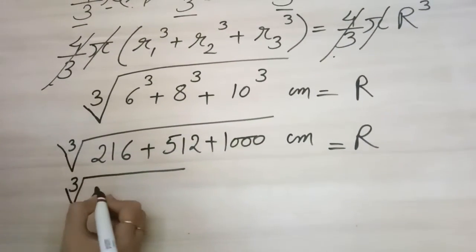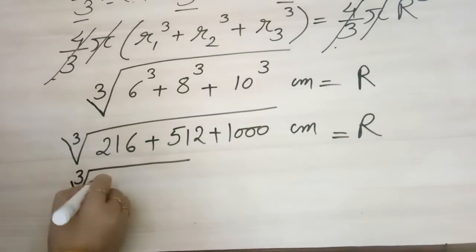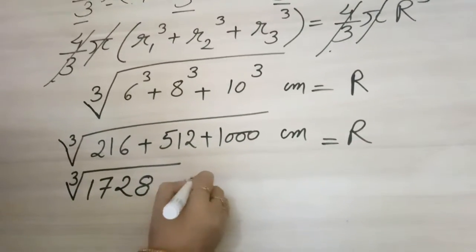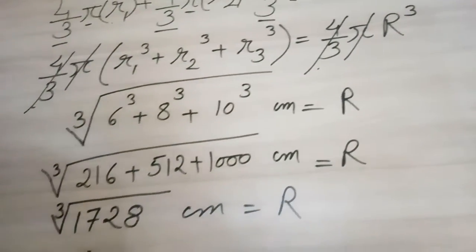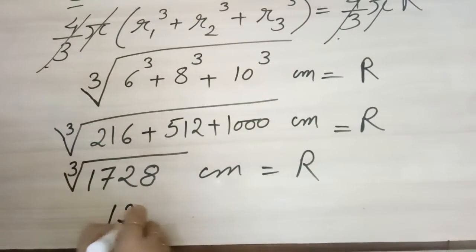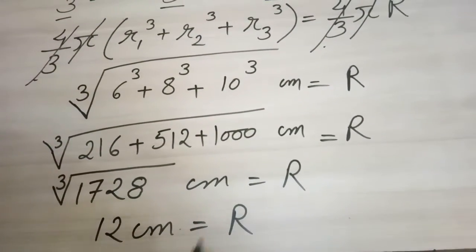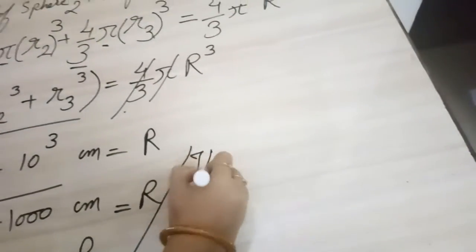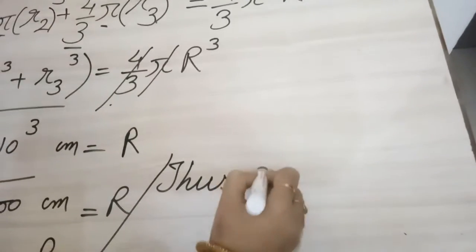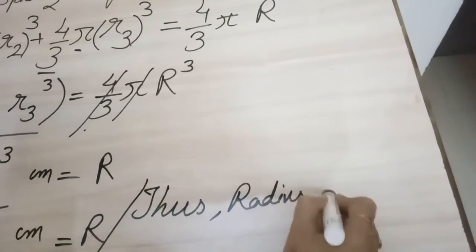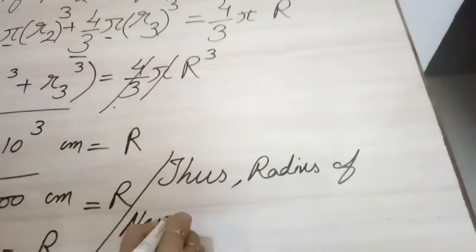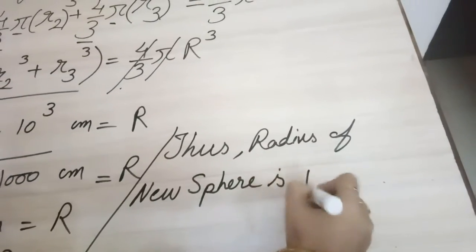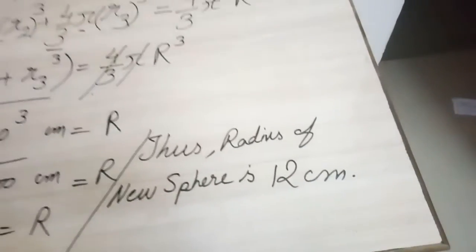We will add all the 3, so we will get 1728 centimeter, cube root of that is equals to R, and when we take out the cube root it is 12 centimeter is equals to R. So last line you can write here. Thus radius of your resulting sphere is 12 centimeter. Understood everyone?